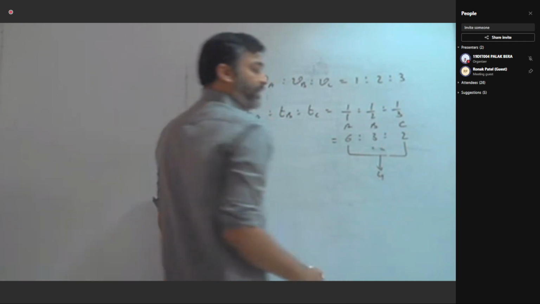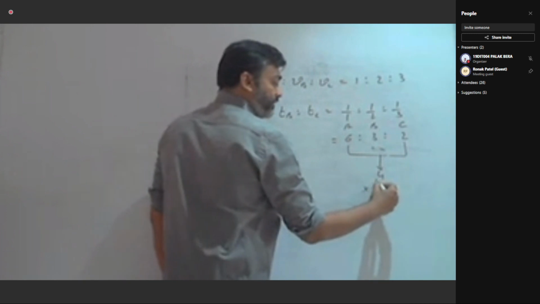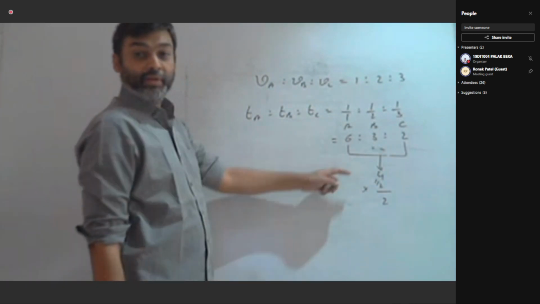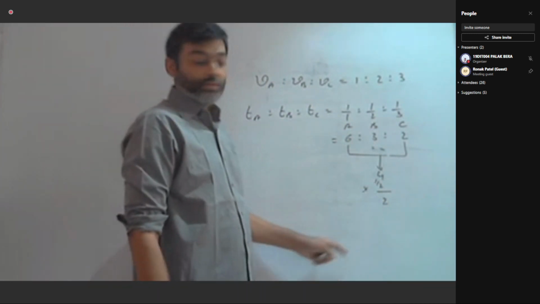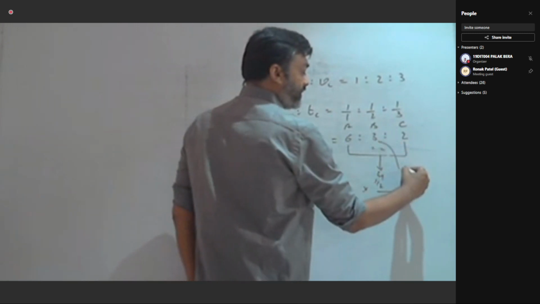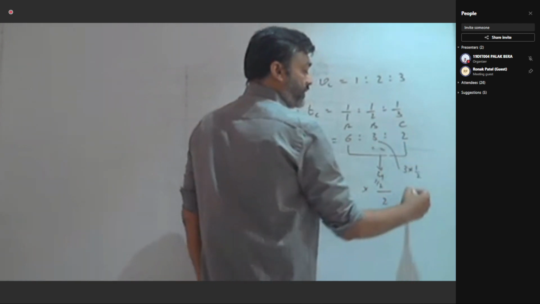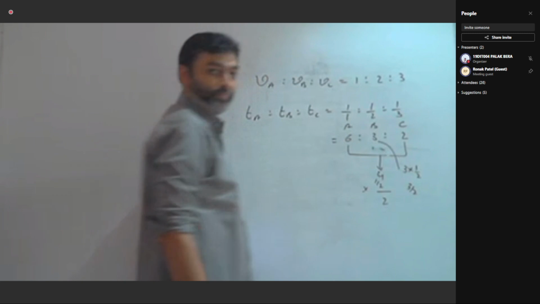Our difference between A and C in the ratio is 4, but actually it is given as 2. So 4 multiplied by what gives 2? 1 half. So 4 multiplied by 1 half gives 2. So what is the time of B? Do the same thing: 3 multiplied by 1 half. So the answer is 3 by 2.